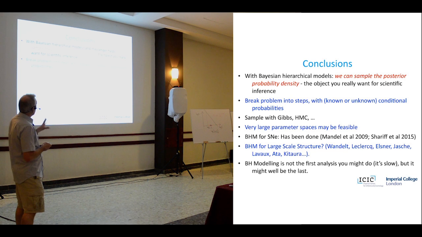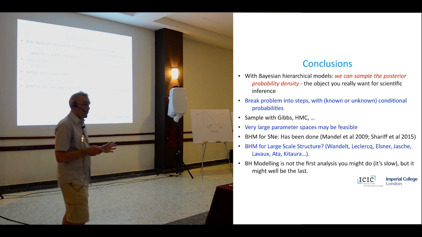Break the problem into steps with known or unknown conditional probabilities. If you don't know the conditional probabilities, then you'll have to make some assumptions, some priors for those distributions, which you then need to test that your inference was not sensitive to those priors. In this case, we know what the distributions are. Sample with Gibbs or HMC, very large parameter spaces can be done.